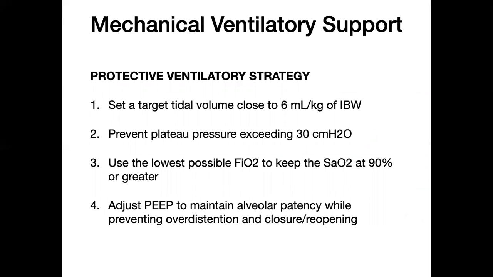So we go back to the protective ventilatory strategy. This just means to say that the set tidal volume is close to 6 mL per kilogram of ideal body weight or predicted body weight. You do not overdistend the lung. You prevent the plateau pressure from exceeding 30 centimeters of water. You use the lowest possible FiO2 to keep the oxygen saturation at 90% or greater. And you adjust the PEEP accordingly to maintain alveolar patency while preventing overdistension and the closure and reopening cycle.